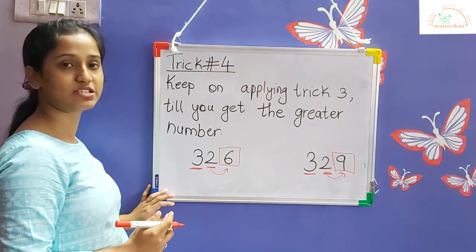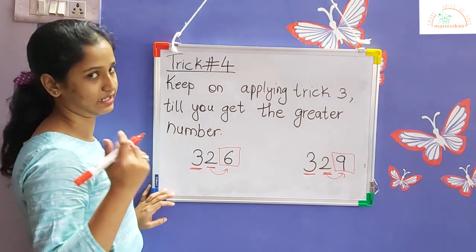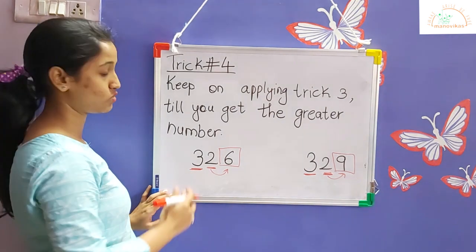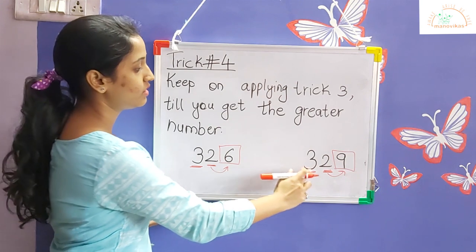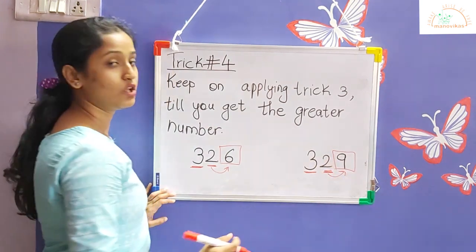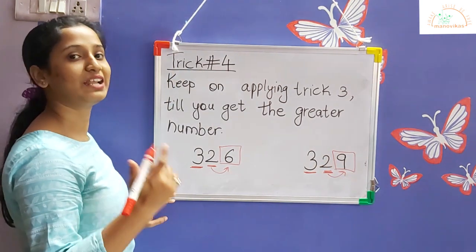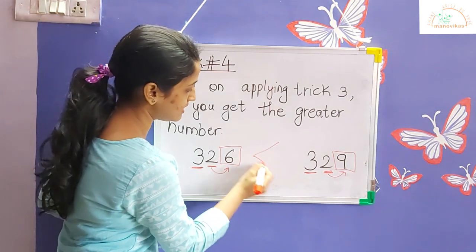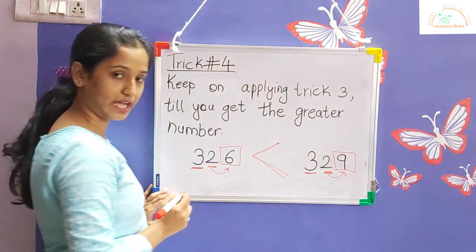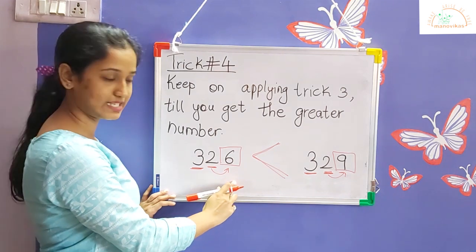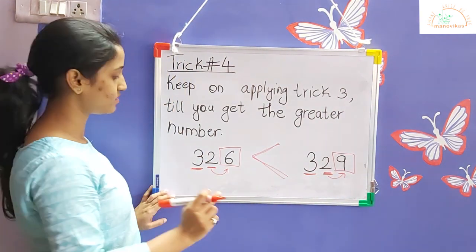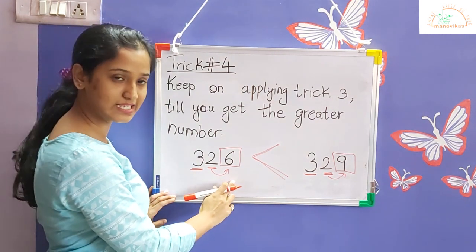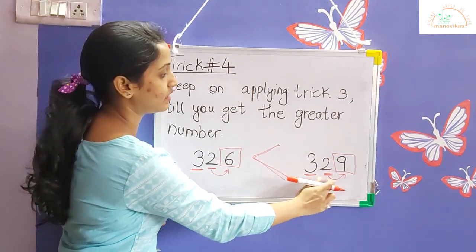So tell me which is greater, 6 or 9? Correct. 9 is greater than 6. So we have 326 is less than 329. So which sign do we use here? Less than sign. So we use the less than sign to say that 326 is less than 329. I repeat, 326 is less than 329.